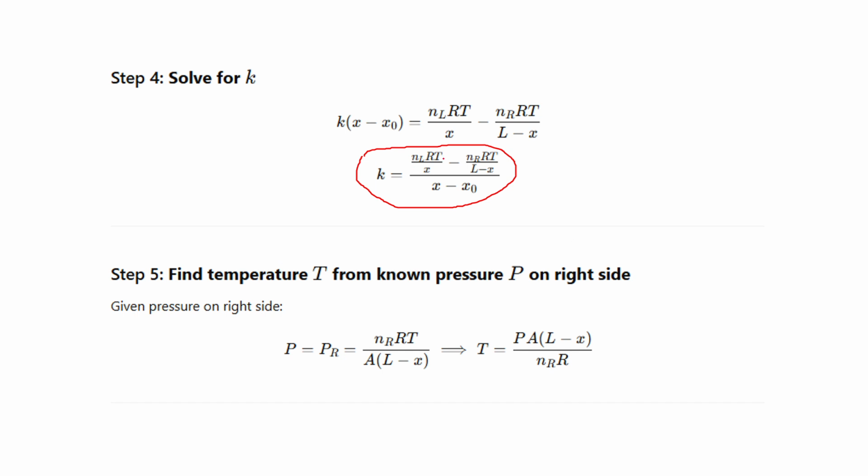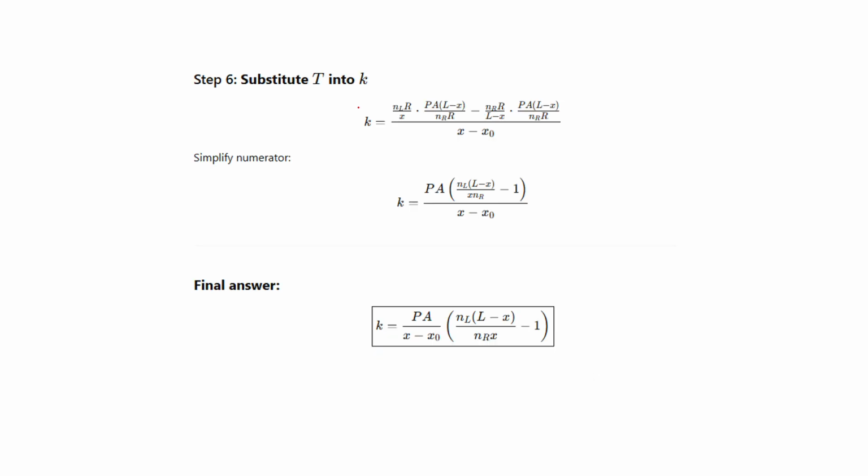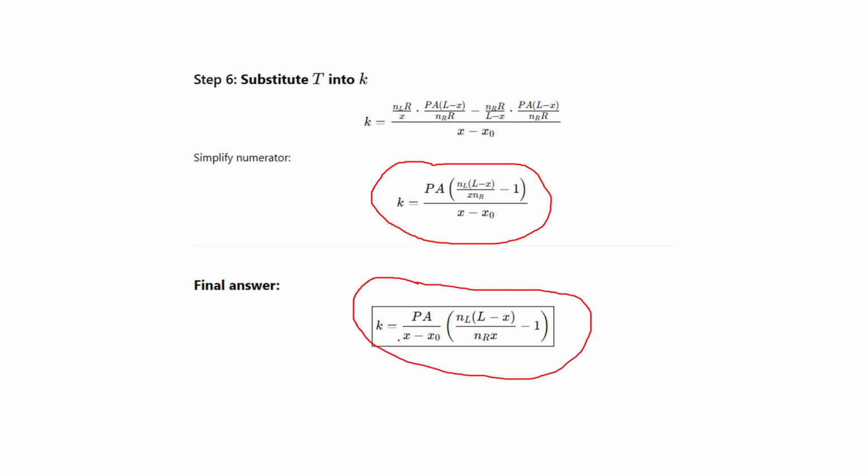Now here again we have a temperature T, which is the equilibrium temperature. To relate the equilibrium temperature with pressure, we know that the pressure on the right side is NR into R into T divided by A into (L minus X). So we can write T as P into A into (L minus X) divided by NR into R. When we substitute this in our expression, we get K equals this much. So the final expression in terms of the spring elongation, the final equilibrium pressure and the number of moles is like this.